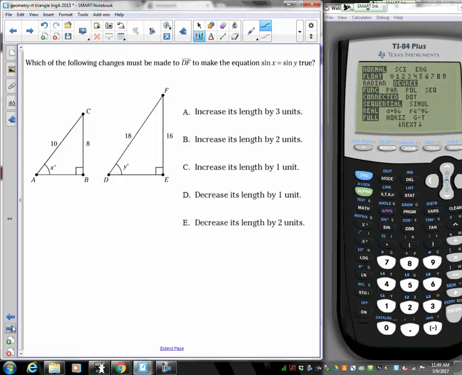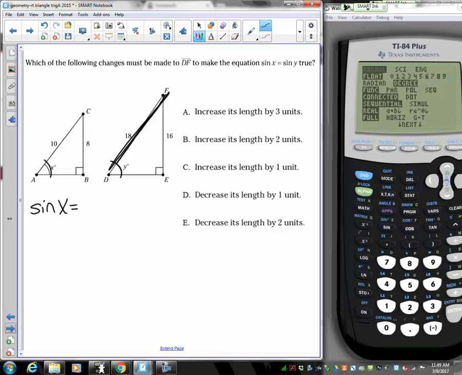And now this one is just a little ratio question. It's just a little bit more challenging than those first two. It says, which of the following changes must be made to DF right here? So we're going to change DF somehow, so that the sine of x is equal to the sine of y. So here's the x, and here's the y. So let's find the sine of x and the sine of y now.